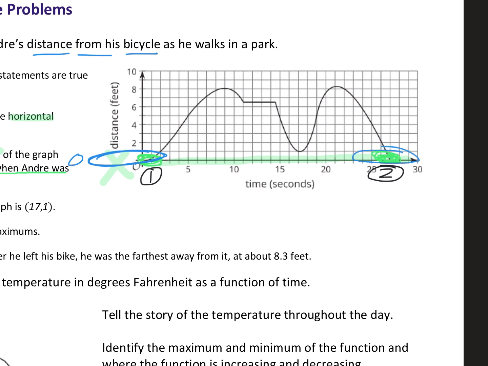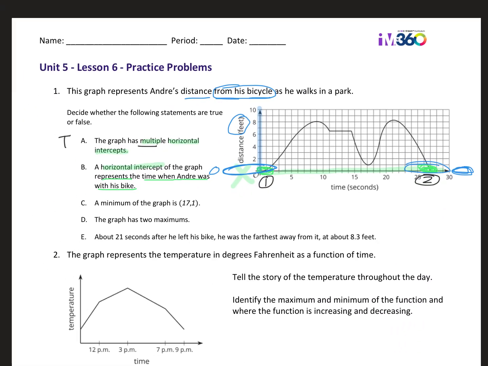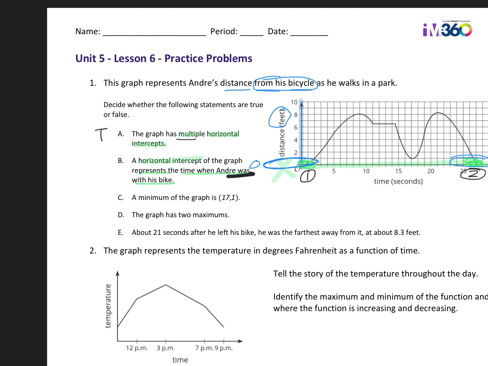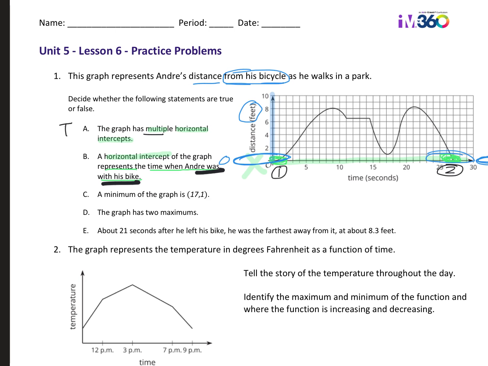And the same thing right here, because it lines up with the y-axis right here at 0. So if he is 0 feet away from his bike, because that's what this says, it's the distance from his bicycle. So if he is 0 feet away from his bicycle, then that means he is with his bike. So this is also going to be true.